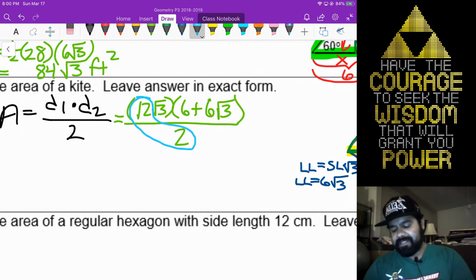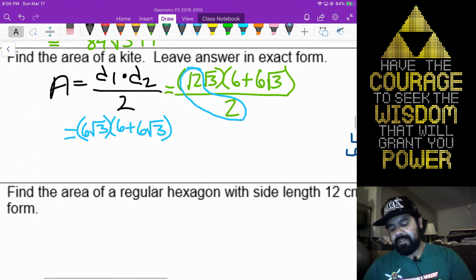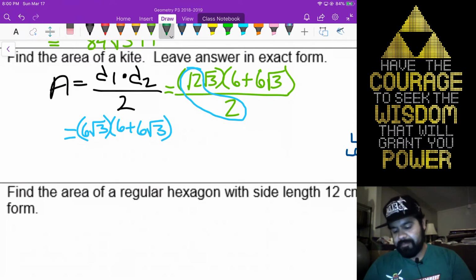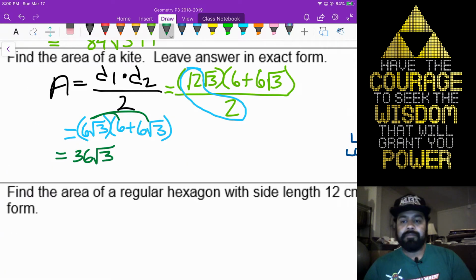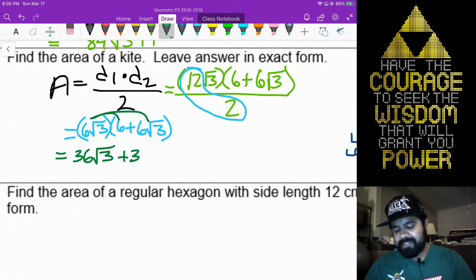So this is going to get me 6 rad 3 times 6 plus 6 rad 3. So now the fun part, multiplying, distributing it. Boom, boom. So 6 rad 3 times 6, I'm going to have 36 rad 3. That 6 does not multiply inside the radical. The only way we can multiply in the radical is if we add another radical, which coincidentally is the second part of our distribution. So I'm going to have 6 times 6, which is 36.